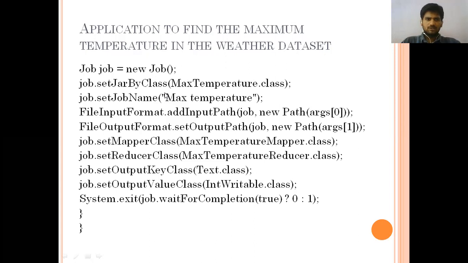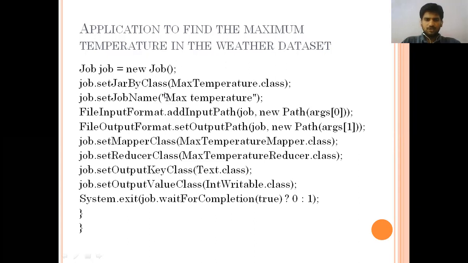So small job. We are going to call all the other methods: set job by class and set job by name, file input and output, and again set mapper class, set reducer class, set output key, set output value class, key and values, all those things. These are the classes that we are going to call through the object. So what we are going to be sending is the maximum temperature mapper, maximum temperature reducer, and the text value and int writable values.